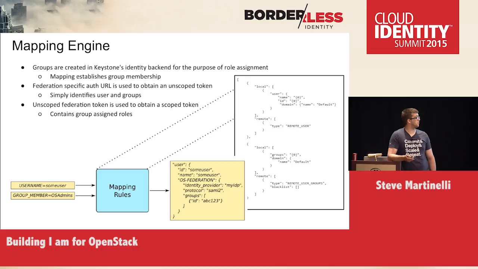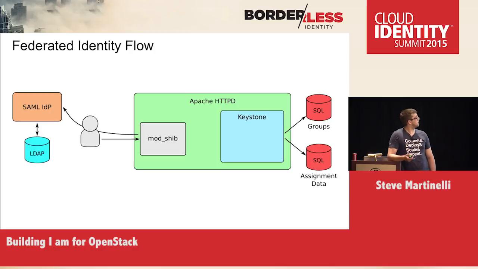We're trying to allow for blacklist or whitelist groups. Anyway, the way it all works out is the user is going to go to the Apache Keystone to try and authenticate, but the resource that he's going to hit is going to be a protected resource, so ModShib is going to take over at that point.